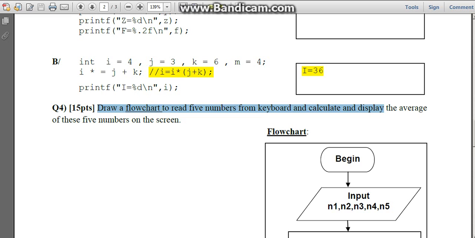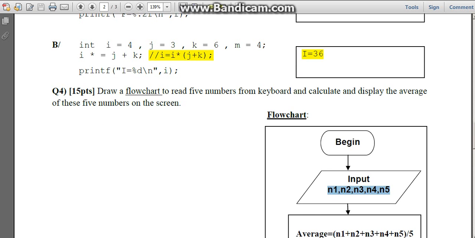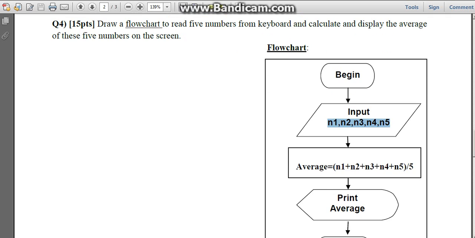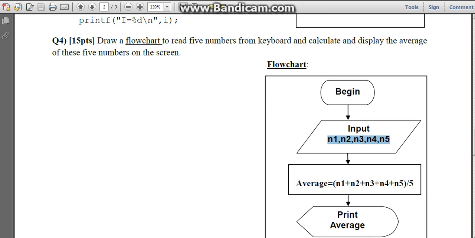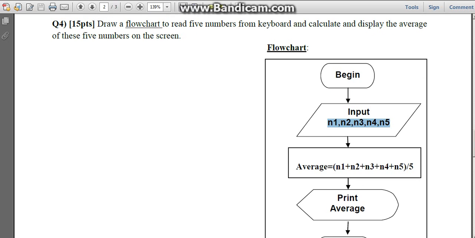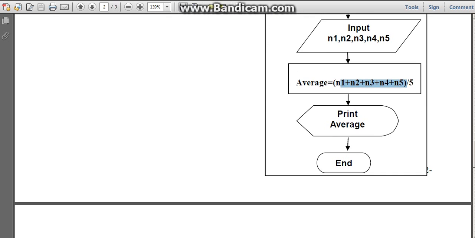Now here they ask us to draw the flowchart to read 5 numbers from the keyboard and calculate and display the average of these 5 numbers. So they need the average, so we just get input and 1 2 3 4 5 numbers here. I guess we don't use a loop here because they didn't ask for it from the users, something like that. So we get the average divided by the same amount, print average and end.